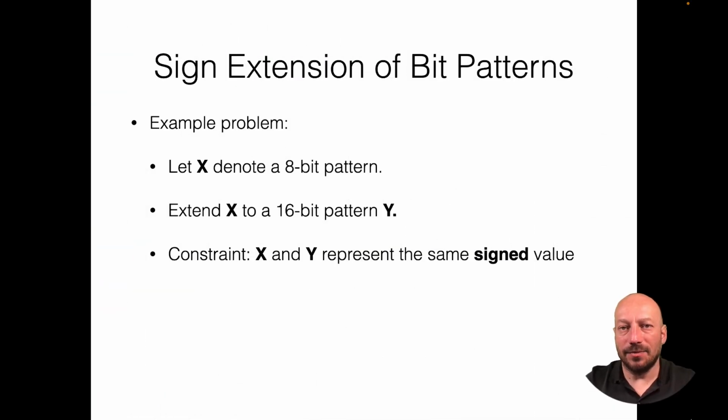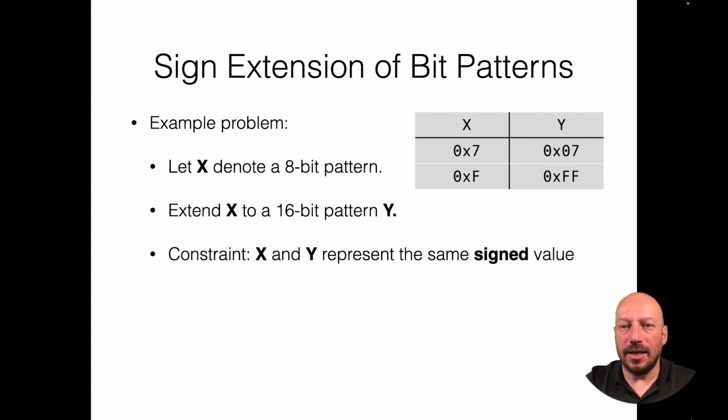You already might guess what comes next. When we use a bit pattern to represent a signed value, then we also want to extend it in such a way that it's preserving this signed value. And we know how to do that. If this signed value is non-negative, then we also just extend it with zeros. And otherwise, if the value is negative, we extend it with ones.